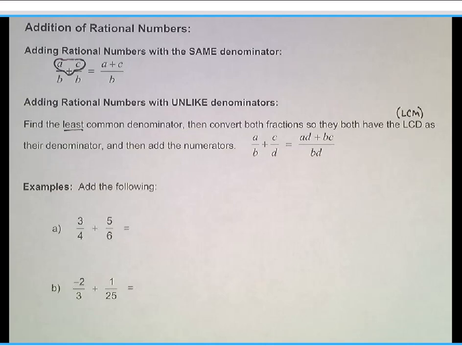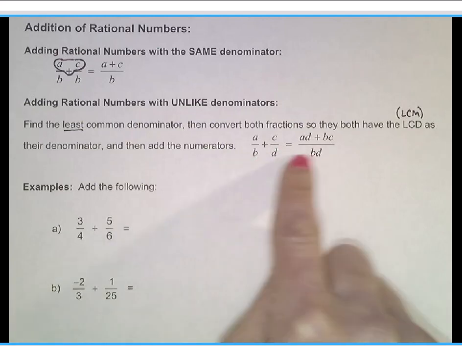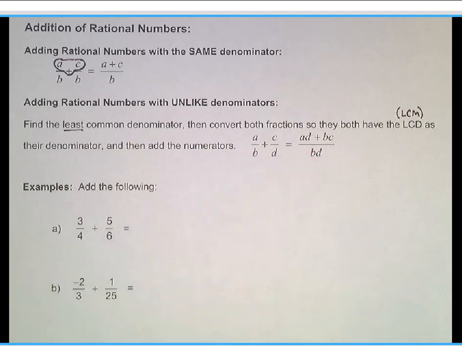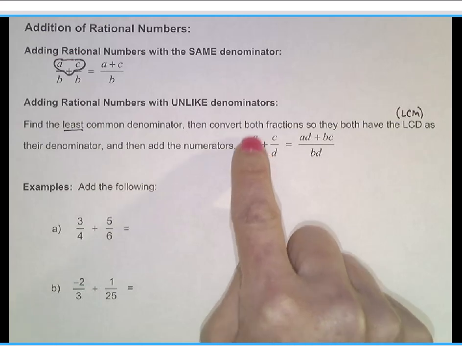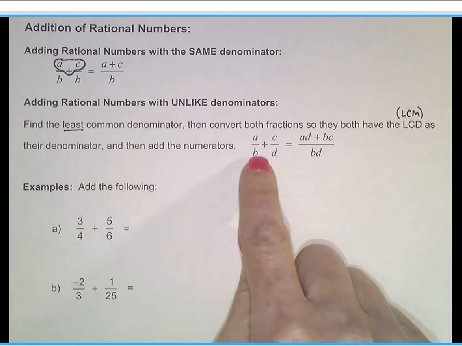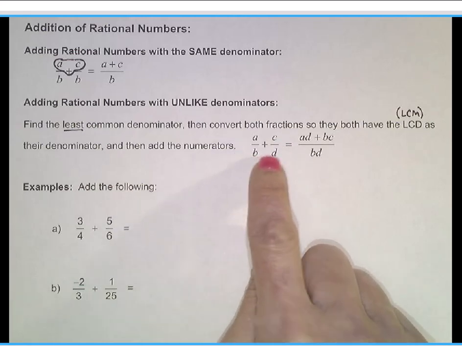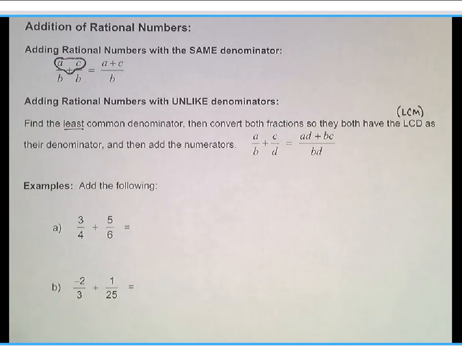So you're going to convert using equivalent fractions. You're going to convert both fractions so they have this common denominator that you want, and then you can add the numerators, but you can't do it until you have the same denominator. This formula leaves out a big step in the middle: if you want to add a over b to c over d, multiplying the two denominators together is a quick way to get a common denominator.